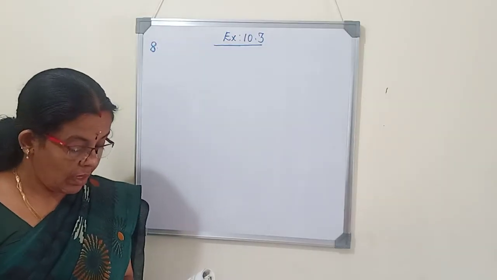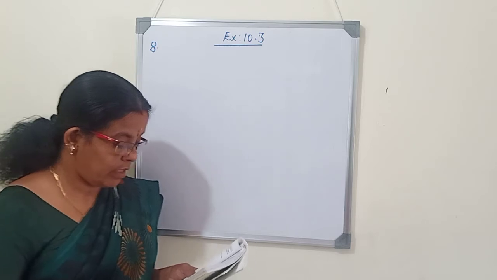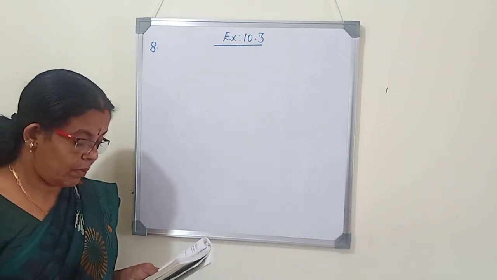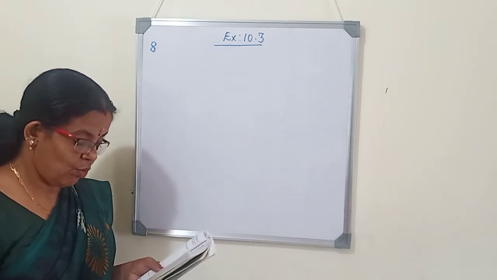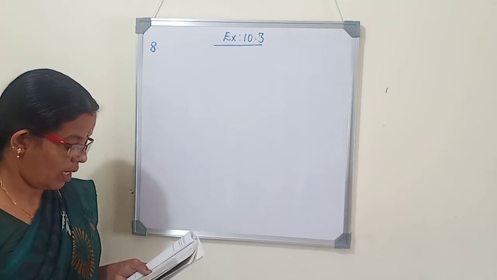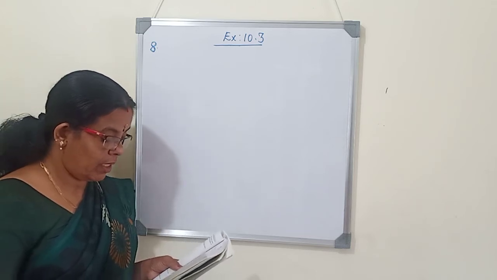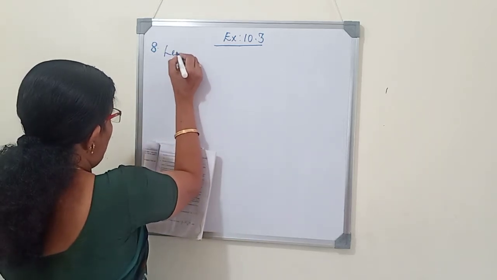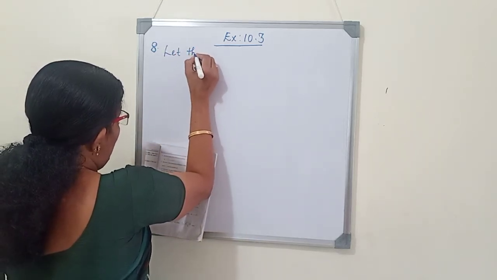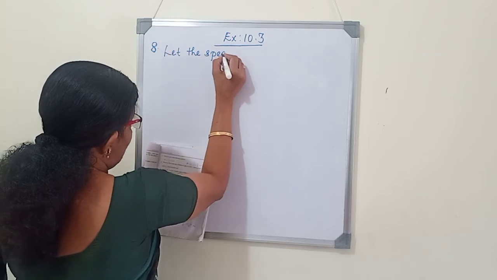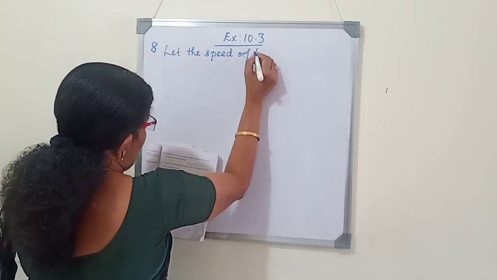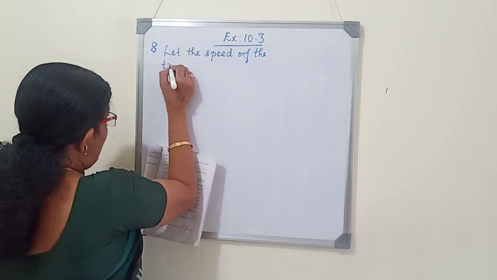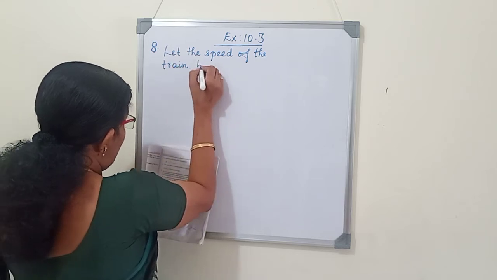8th question. A train travels 360 km at a uniform speed. If the speed had been 5 km per hour more, it would have taken 1 hour less for the same journey. Find the speed of the train. So we'll start with, let the speed of the train be x km per hour.